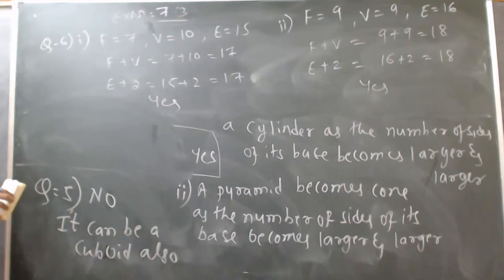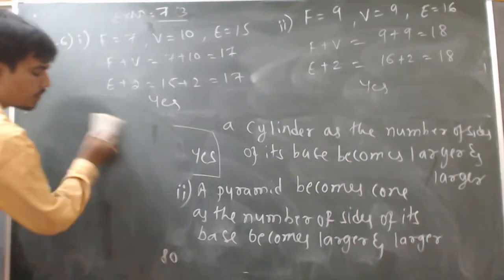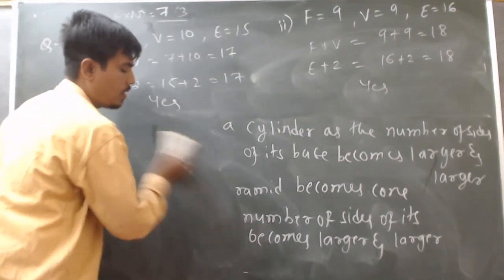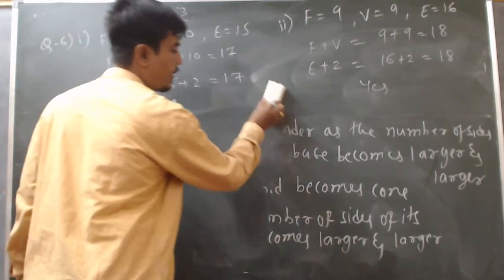Faces, vertices and edges: if you count, you can verify Euler's formula. And I made you understand how to count: they are 7, and how to count: they are 10.